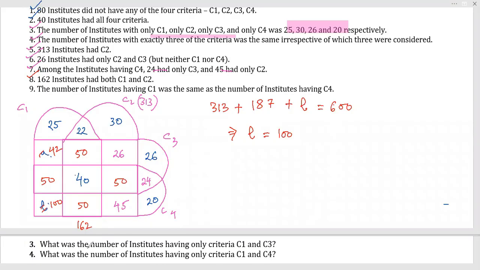Now let us get to question number 3. What was the number of institutes having only criteria C1 and C3? C1 and C3 only, which segment is it catering? C1 and C3 only. That is this 42. This is the criteria which is C1 and C3 only. So the answer would be 42. And question number 4, what was the number of institutes having only criteria C1 and C4? C1 and C4 only, that should be this part, so it should be 100. So my answer to the entire set would be like that.